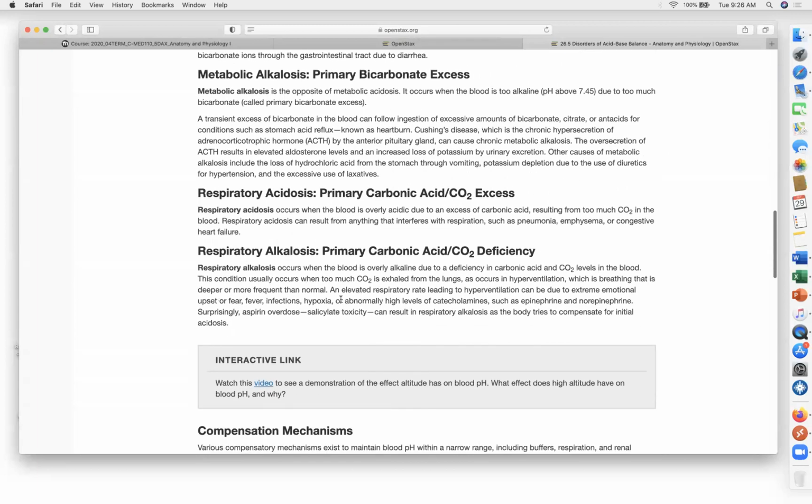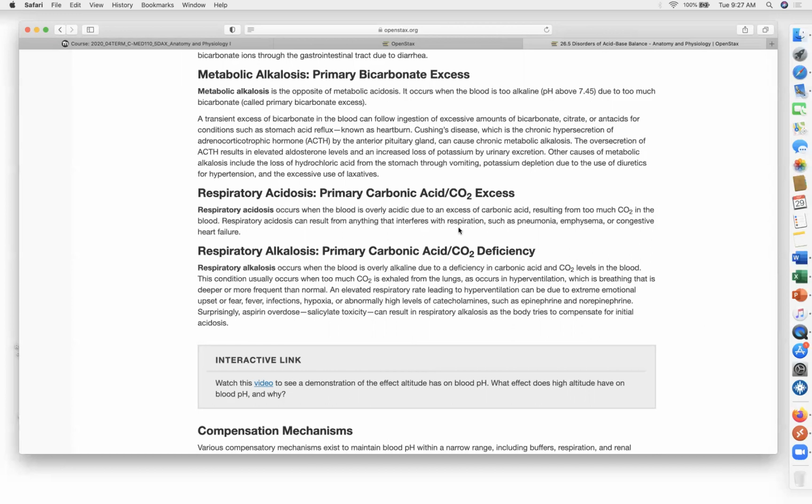Now, respiratory acidosis. Of course, the primary issue is what? Acid. The pH will be less than 7.35, and what will they have? They'll have an excess of carbonic acid. And what will you start thinking of? Start thinking of carbon dioxide excess.